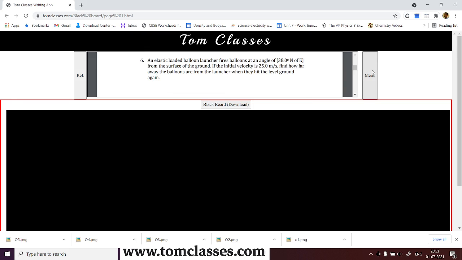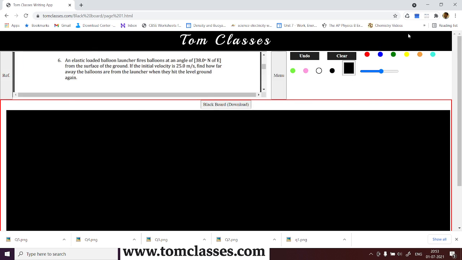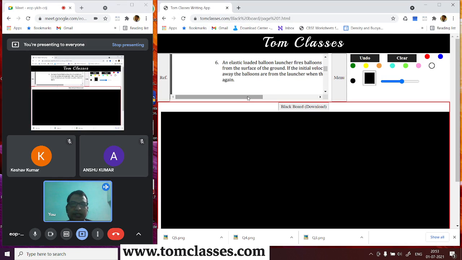So let's see question number 6. What does question number 6 say? An elastic loaded balloon launcher fires balloons at an angle of 30 degrees north of east, from the surface of the ground. If the initial velocity is 25 meter per second, find how far away from the launcher the balloons are when they hit the level ground. Okay, all right. So let's see this.